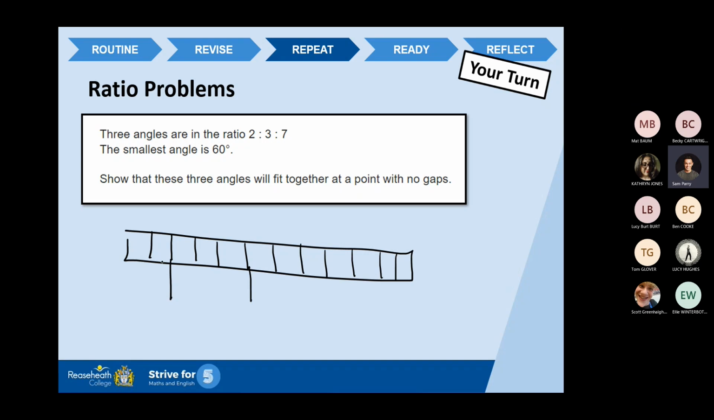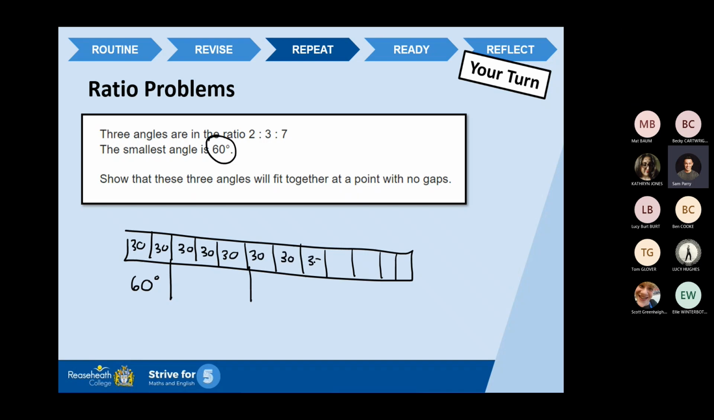The smallest angle is 60 degrees. So the smallest part of this ratio is the 2. So the 60 degrees goes there. That must mean, well, 60 divided by 2 is 30. So in each box, we have 30 degrees.